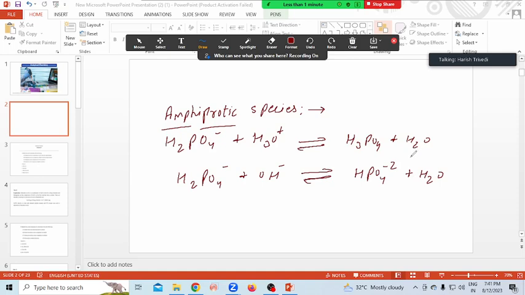According to Bronsted and Lowry theory, you can define them. Which one is acid and which one is base? Obviously, from hydronium ion to water, it is giving a proton, so it will be considered as acid. And here it is accepting a proton, so it will be considered as base. Suppose you write this is base 1, then it will be acid.